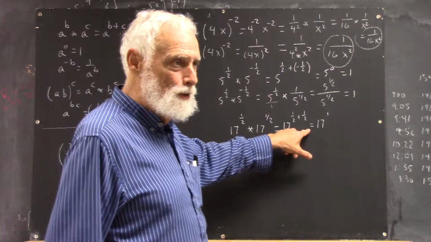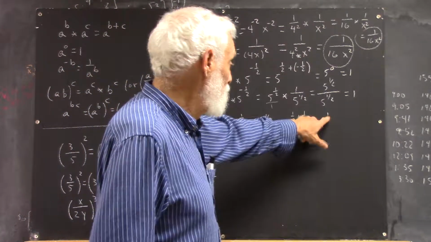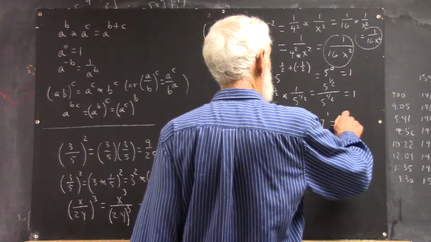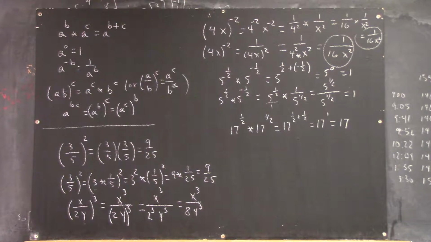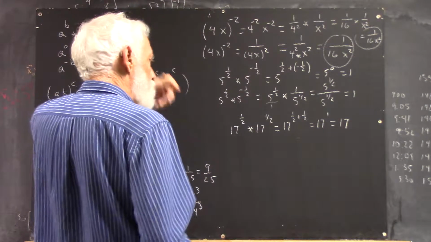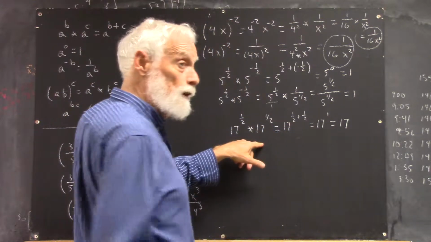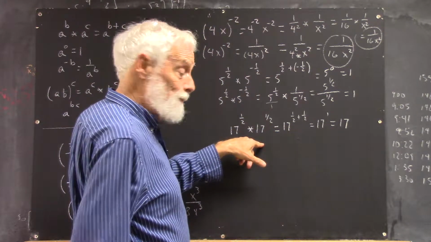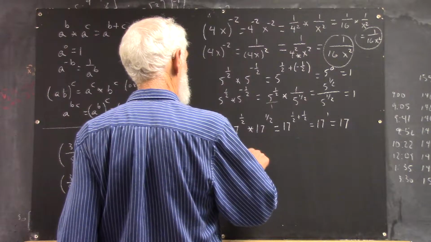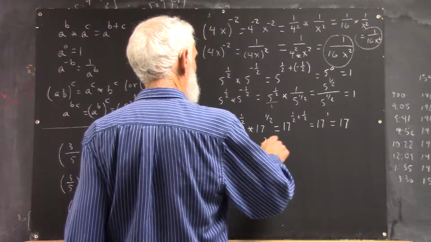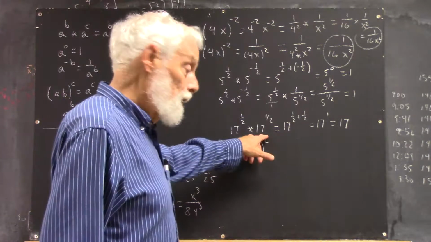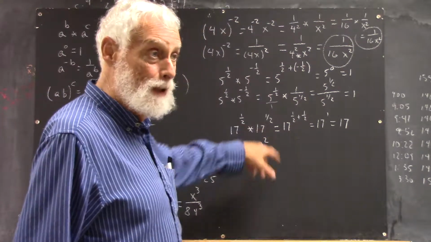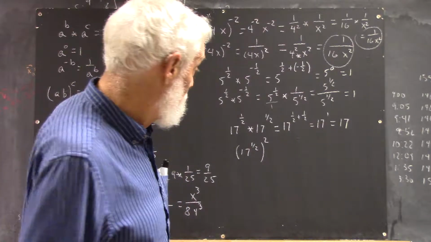Okay? 17 to the 1/2 plus 1/2. And that's 17 to the 1, which is 17, right? So this tells us, doesn't it? Another way I could have written this, couldn't I have written this as 17 to the 1/2 squared? Because it's the same thing times, it's a number times itself. Okay?